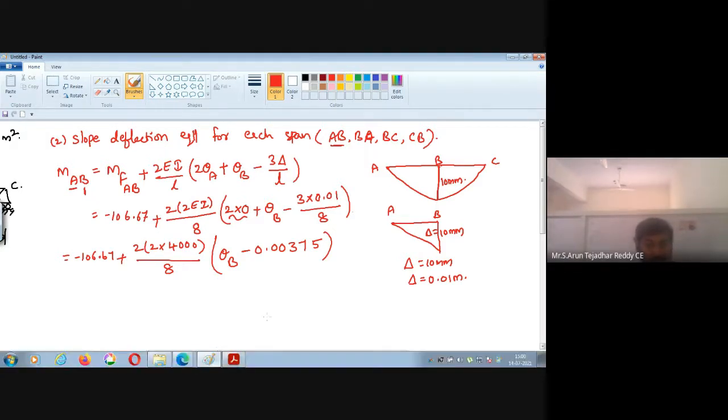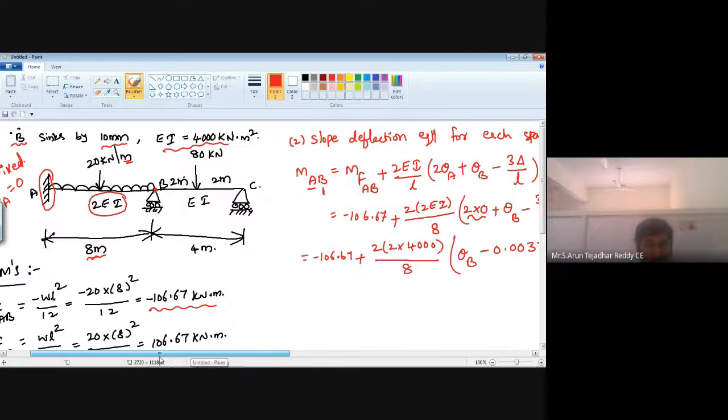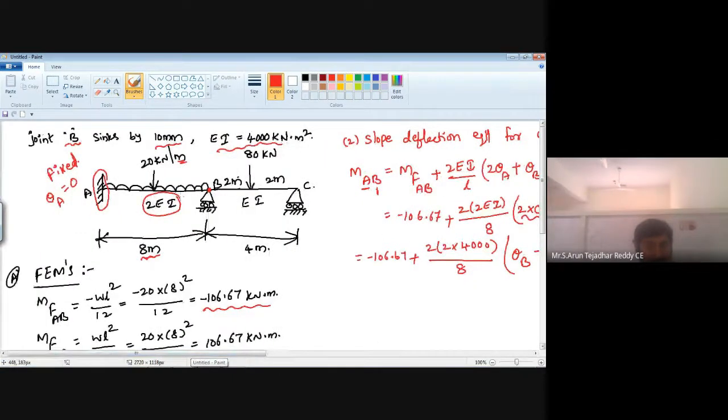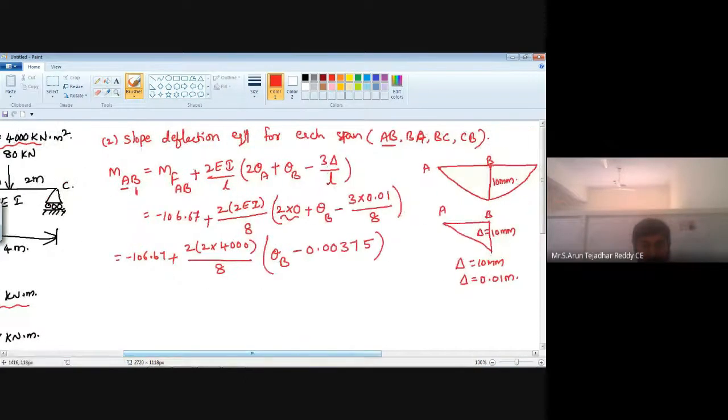Once you observe, the given EI for span AB is 2EI. So in the same way I have written here, in place of EI, 2EI, into 2 theta A. Here theta A is 0. Why is it 0? Because it is a fixed end, fixed end at point A. So it is 0, plus theta B minus 3 into delta value.